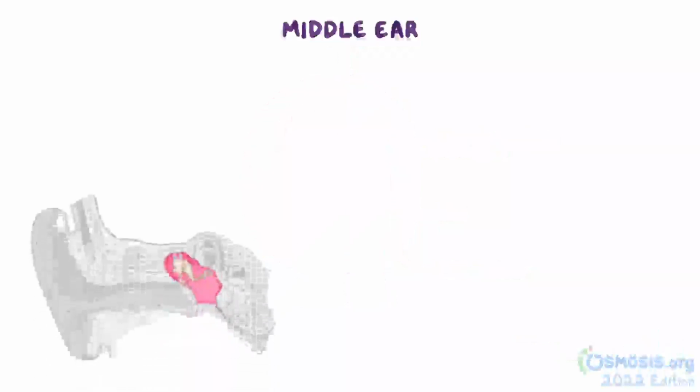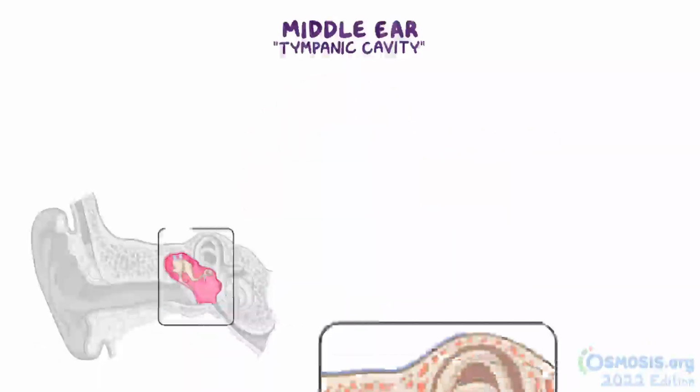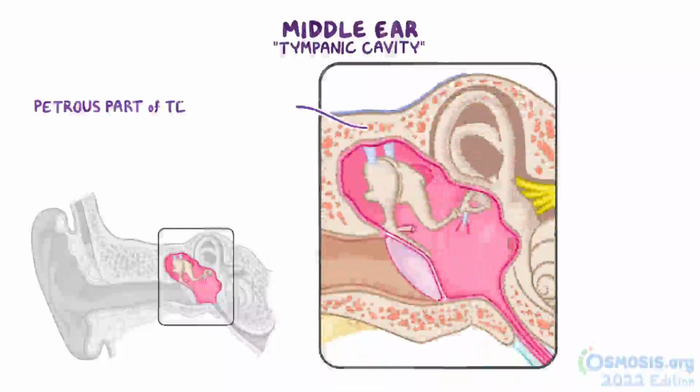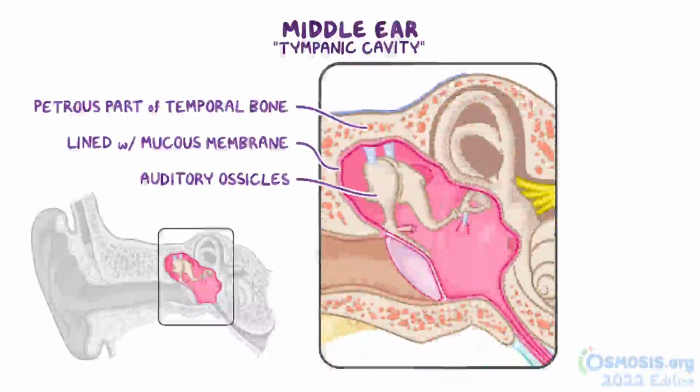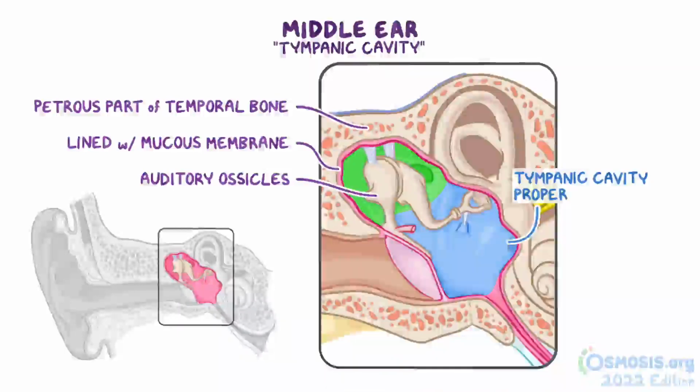Okay. Now let's switch gears and look at the middle ear, which is also known as the tympanic cavity. The middle ear is a hollow chamber found in the petrous part of the temporal bone, lined with a mucous membrane that houses the auditory ossicles. It is made of the tympanic cavity proper, which is the space immediately next to the tympanic membrane, and the epitympanic recess, which is an extension of the tympanic cavity superior to the tympanic membrane.